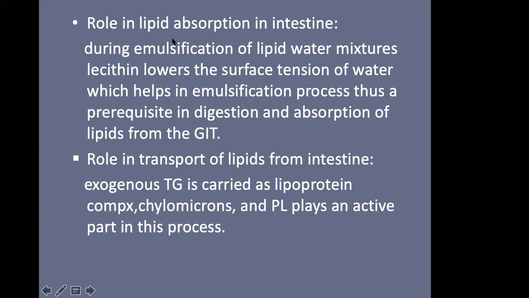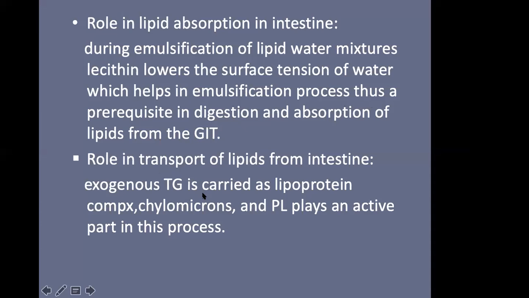Next, role in lipid absorption from the intestine. During emulsification of the lipid water mixture, lecithin lowers the surface tension of water, which helps in the emulsification process. Thus, it is a prerequisite in digestion and absorption of lipid from the GIT.